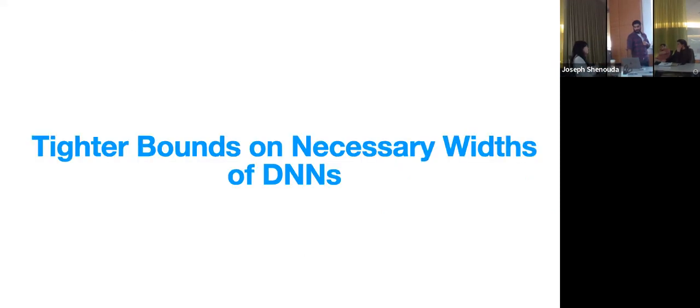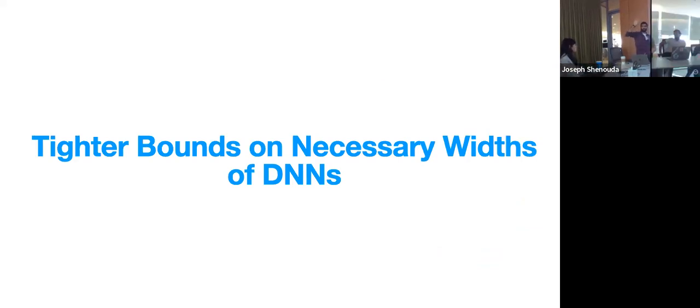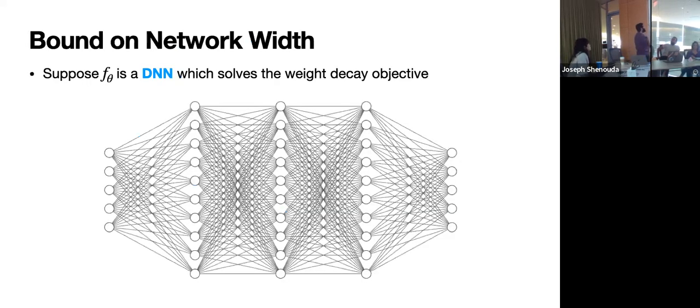Okay. So now I'll talk about tighter bounds on necessary weight. The premise of this part of the talk is, say I've trained a sufficiently parameterized neural network. Now the question is, can I go back and ask, did I really need all these neurons? It's going back to what I said earlier: the intuition is that maybe I need n neurons for each output. We showed that's not really the case. So can we prove something about how many neurons you actually need, even when you started off very, very wide? Okay. So let's suppose F theta is now a deep neural network and it solves the weight decay objective.